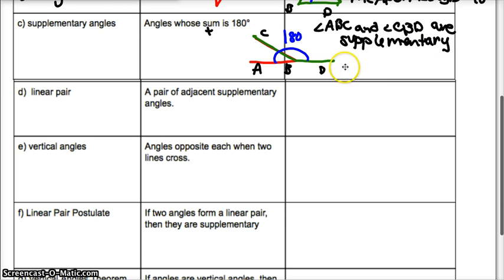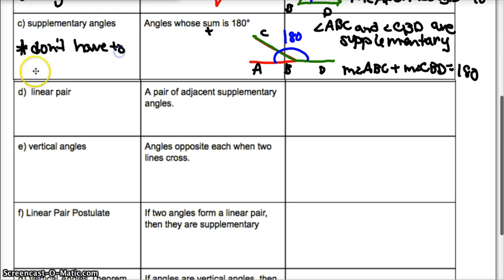Similarly to how we did it in complementary, I can say that the measure of angle ABC added to the measure of angle CBD is going to equal 180 degrees. And just like complementary, supplementary angles also don't have to be adjacent. These two angles can still be separated. They still add up to 180 degrees. They just don't have to be touching.